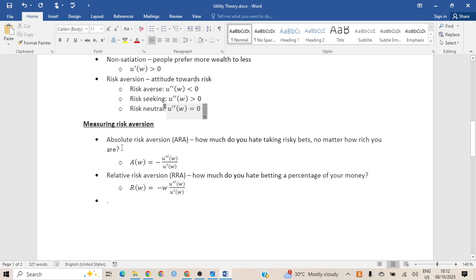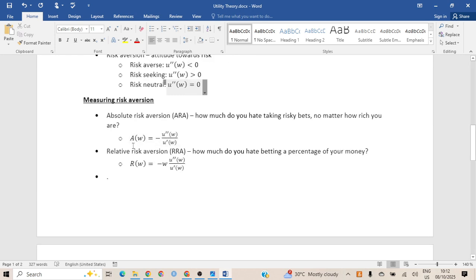From there, we'll go on to look at ways of measuring risk aversion, and here we have two, ARA and RRA. ARA is the absolute risk aversion, and it just answers how much you as an investor hate taking risky bets, no matter how rich you are. The absolute risk aversion is written as the negative of the second derivative utility of wealth divided by the first derivative utility of wealth. Then we have the RRA, the relative risk aversion, which answers how much you hate betting a percentage of your money. It is negative wealth multiplied by second derivative utility of wealth divided by first derivative utility of wealth.